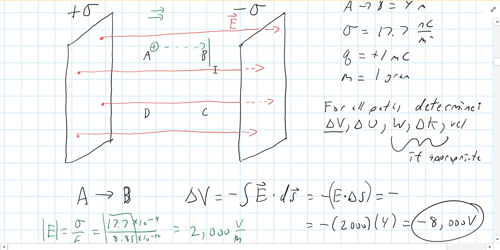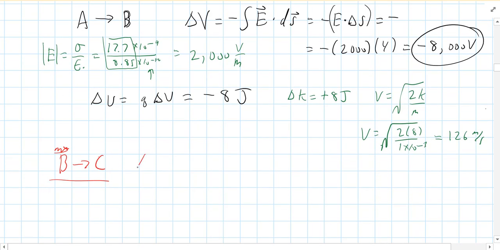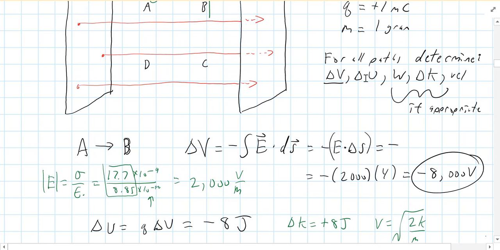If I do delta V is negative E dot delta S, well, E is to the right and delta S is down. What's the dot product? There isn't any. So our change in voltage is 0, which also means his change in potential energy is 0, which means the amount of work you had to do to move him from B to C is nothing. He's not going to gain any kinetic energy or anything.